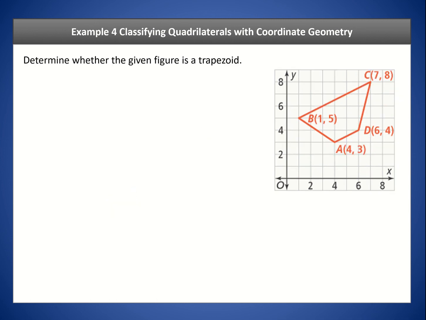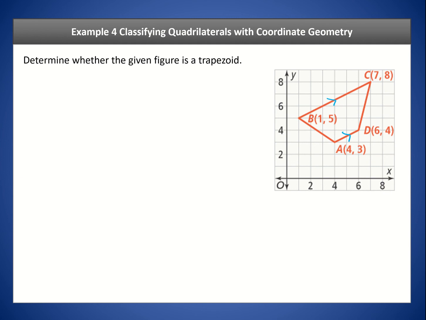All right, let's look at another quadrilateral. Determine whether the given figure is a trapezoid. Remember, what makes a trapezoid and not, for instance, a parallelogram is that a parallelogram has 2 pairs of parallel sides. A trapezoid has only 1 pair, namely that pair.